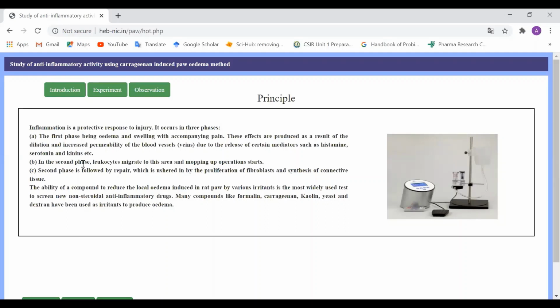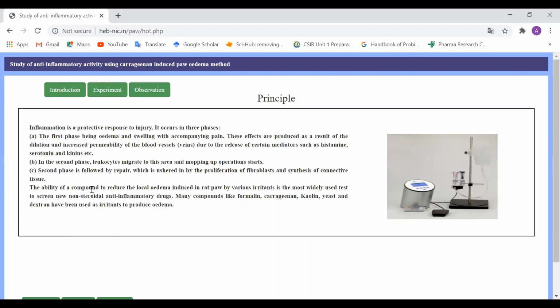In the second phase, there is accumulation of leukocytes at the site of injury, which will help to deteriorate or eradicate the pathogen or foreign substances at the site of injury. Then the last phase, second phase is followed by repair. That is, there will be proliferation of fibroblasts and synthesis of connective tissue so that repair can occur.